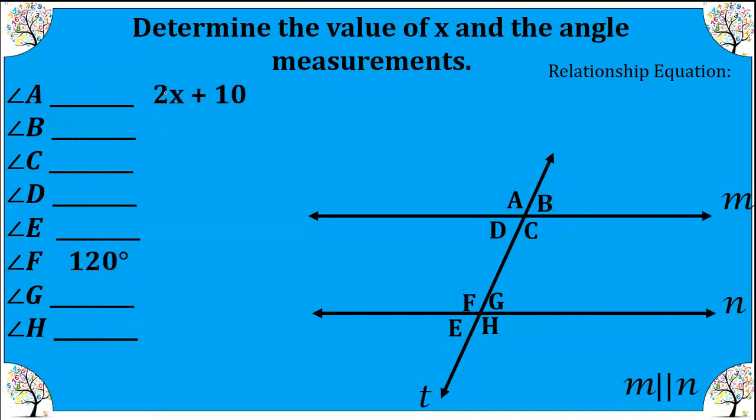Okay, in this situation, again, let's establish what's given. So A is 2x plus 10, our F is 120 degrees. I see that A and F are corresponding, so our relationship is going to be angle A is congruent to angle F. And now let's substitute. For A, we're going to have 2x plus 10. And for F, we're going to have 120. And it says to solve for X.